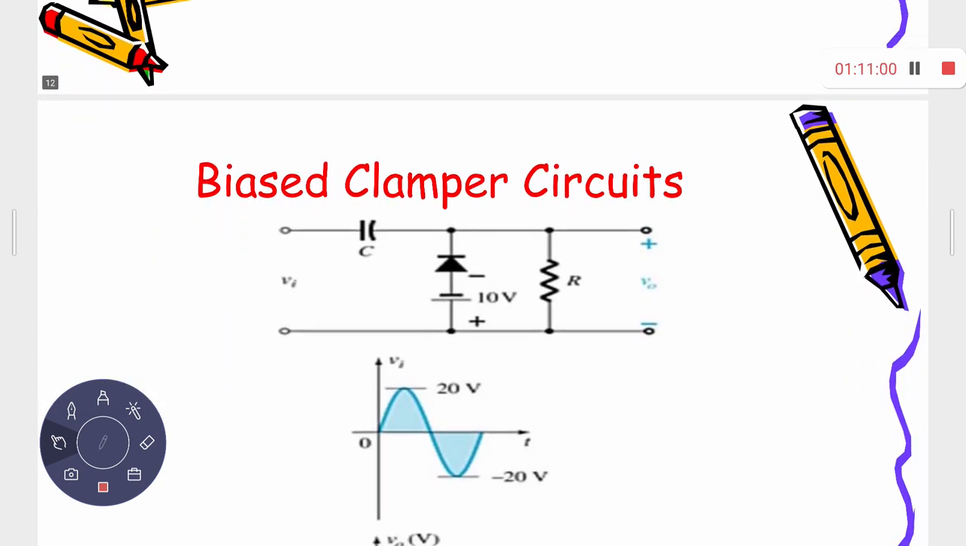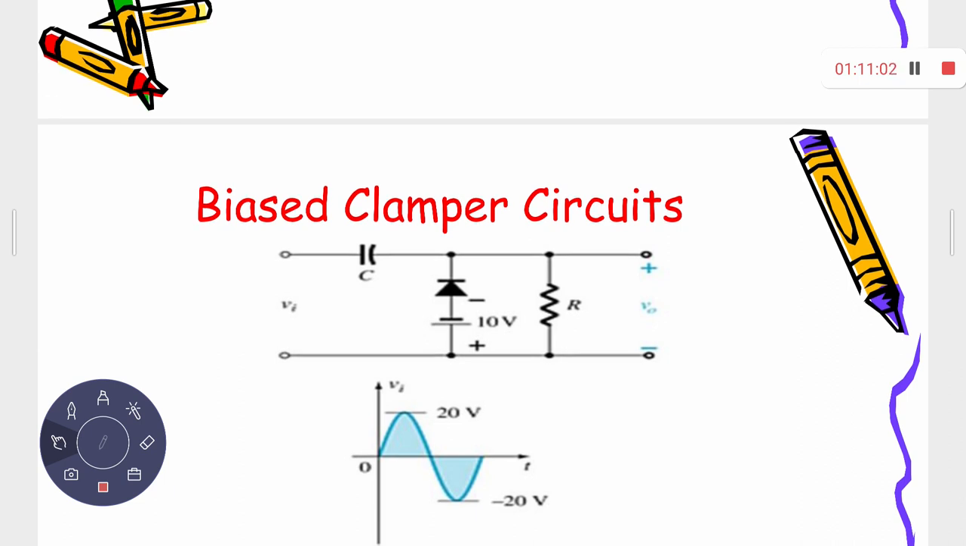We can also add some bias in the clamper circuit as well. As of now, we have not used anything over there. Now this time, a battery is connected with anode held at minus 10, and we have an input something like plus 20 to minus 20. Is it a positive clamper or negative clamper? What do you feel? Positive clamper, okay.